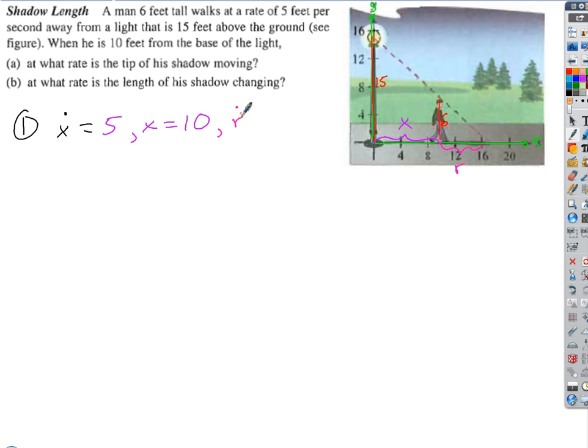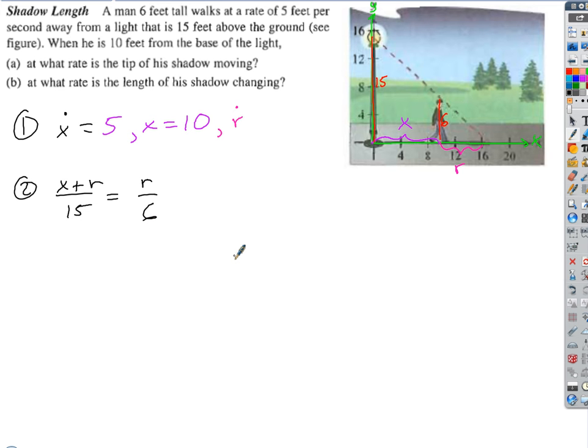Proportional. Our parent equation is just gonna be a proportion, isn't it? We've got similar triangles here, right? I've got the big triangle and I've got the little triangle. They're similar. So what's one way I could set up a proportion? X plus R over 15 equals R over 6. R over 6, very good.